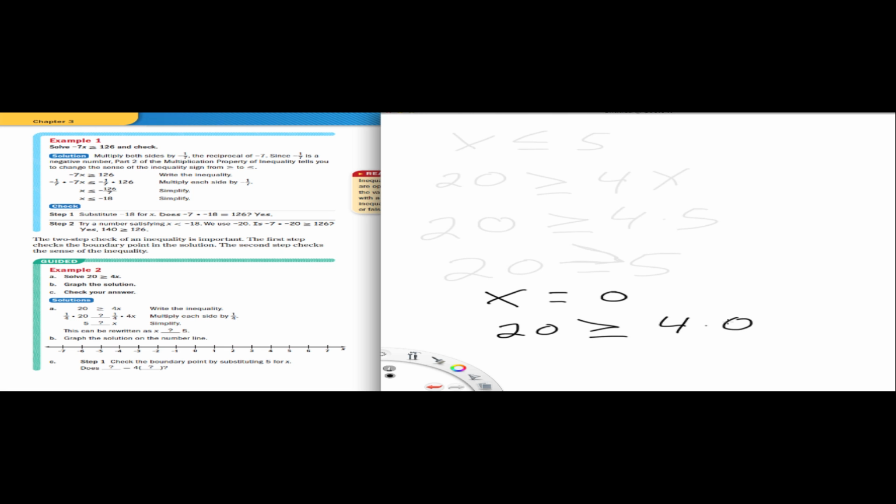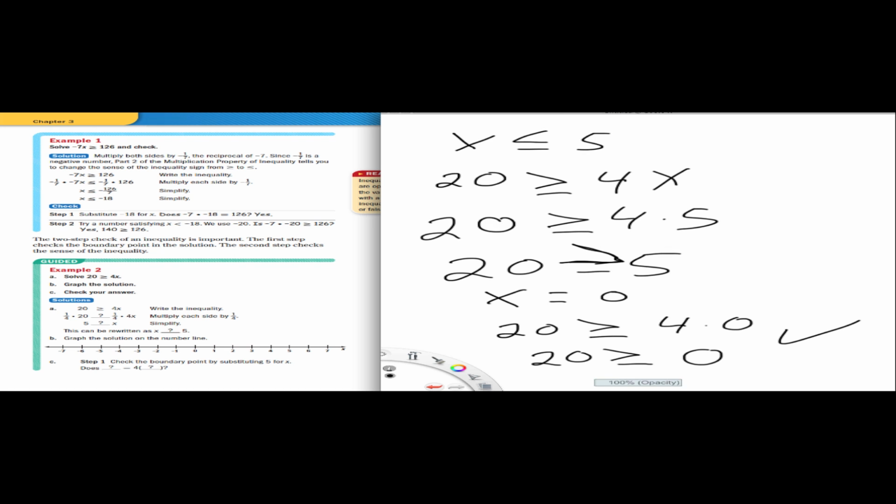And indeed, 20 is greater than or equal to 0. It's a greater than or equal to. It doesn't have to be equal. It just simply has to satisfy one or the other parts of this. So my two checks have worked out. I've verified it, I have graphed it, and I've shown that indeed it is equal.